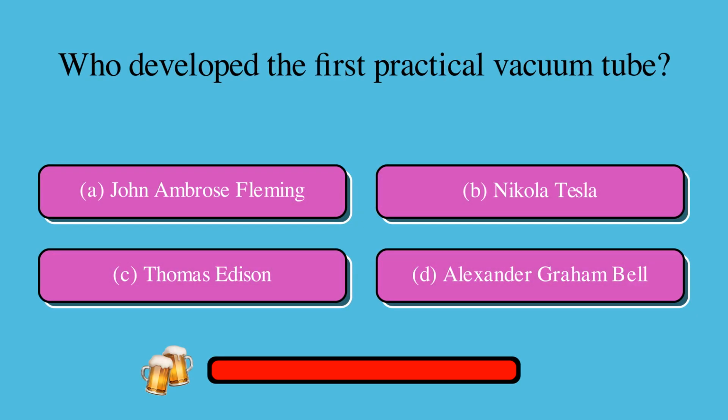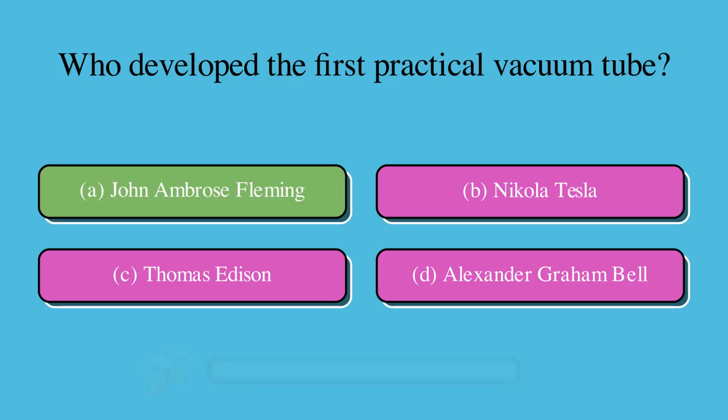Who developed the first practical vacuum tube? Is it A, John Ambrose Fleming, B, Nikola Tesla, C, Thomas Edison, or D, Alexander Graham Bell? The correct answer is A, John Ambrose Fleming.